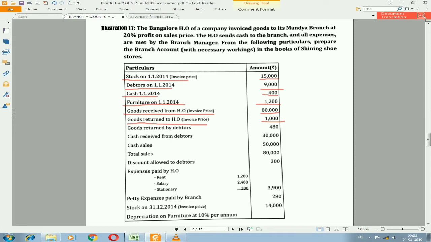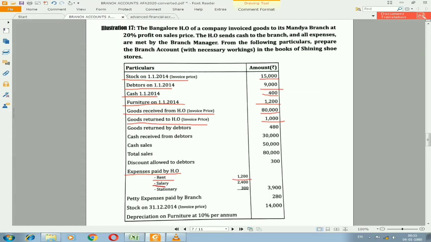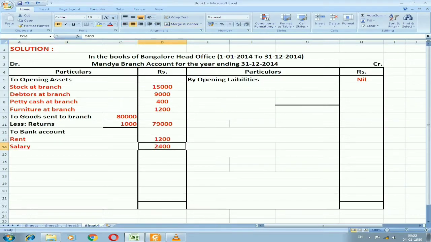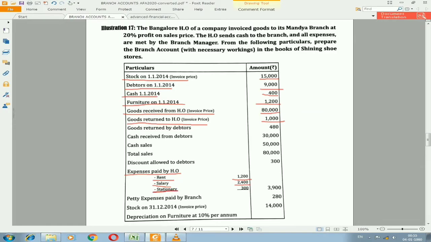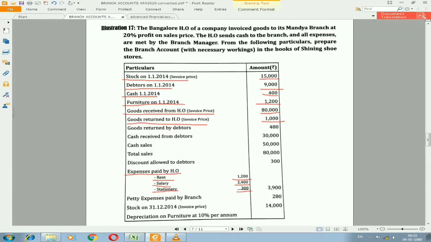Let us take the expenditure which is related to the branch which is sent by the head office. Here you can see expenses paid by head office. For the expenditure, the money which is paid by head office, one is rent, which is the amount of 1,200. Let us record it. Rent 1,200. One more expenditure is salary, which is the amount of 2,400. One more we have stationery, which is the amount of rupees 300. Apart from this, we don't have any expenditure. Petty expenses are paid by the branch itself, that is the reason we are not recording it. If it is paid by head office, if the money is sent for petty expenses, then we can record it.